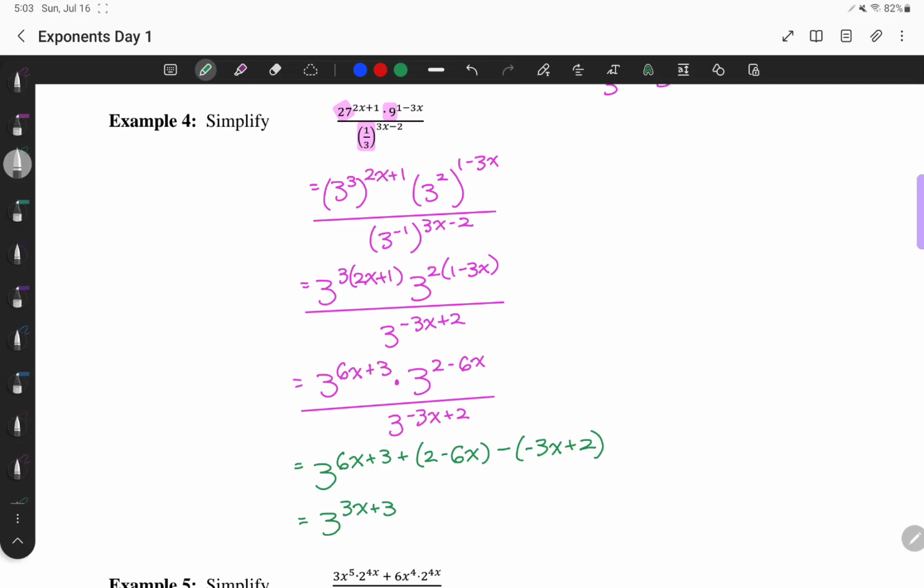And here we go. Pause this if you need to keep the solution, and then let's go on to our next example.